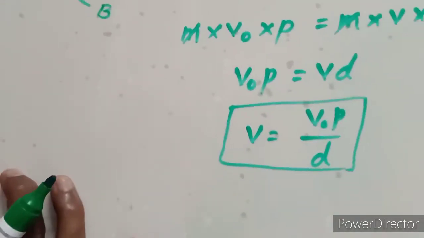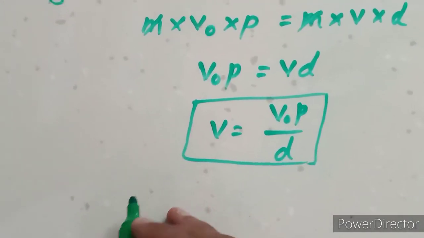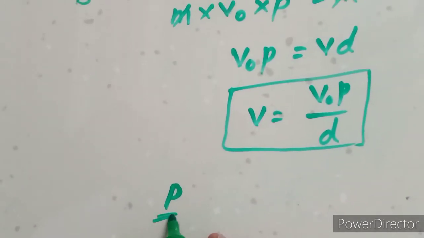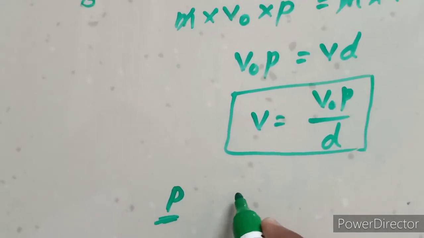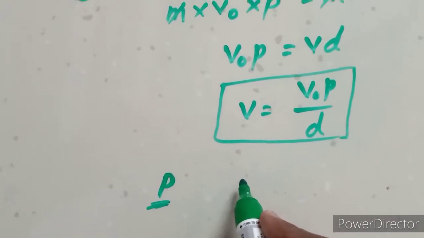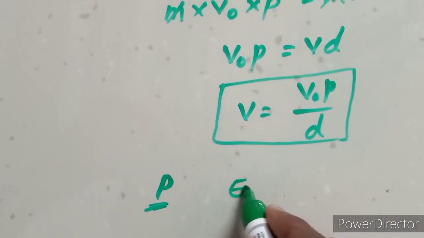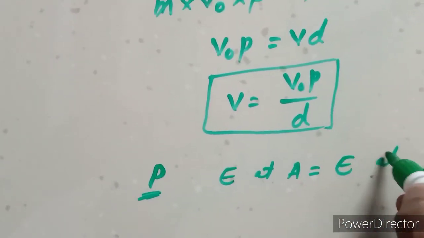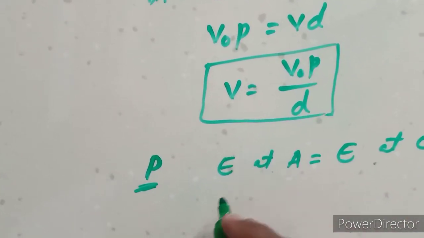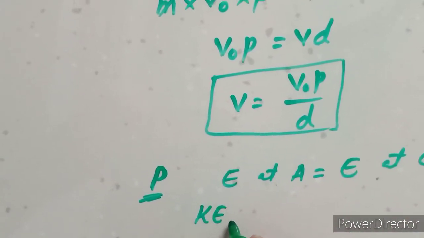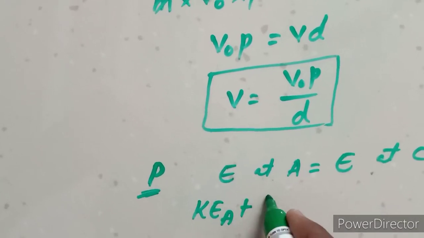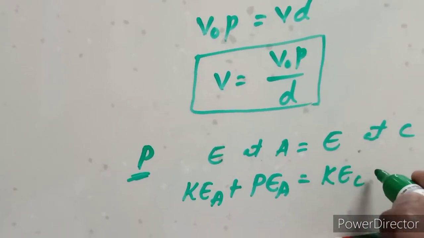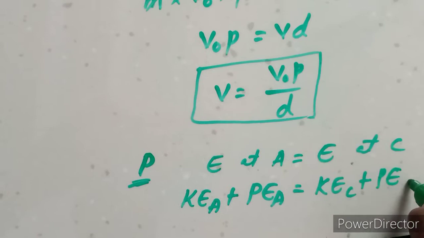So here, in order to calculate the impact parameter p, we apply the law of conservation of energy. The law of conservation of energy says energy at A equals energy at C. Energy at A means kinetic energy at A plus potential energy at A equals kinetic energy at C plus potential energy at C.